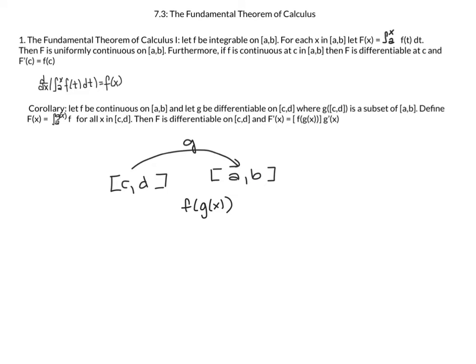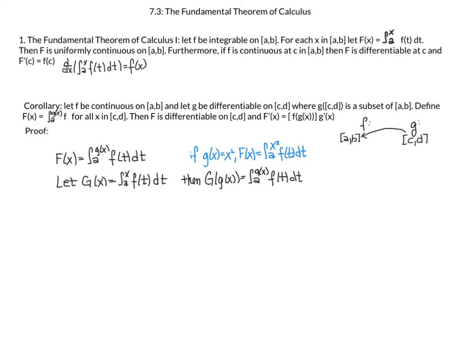So here's [a, b]. And let g be differentiable on the interval [c, d], where g([c, d]) is a subset. Once we map from [c, d] using g, we get it into [a, b]. So define capital F of x equal to the integral from a to g of x of f, for all x in [c, d]. Then F is differentiable on [c, d], and F prime of x is equal to f of g of x times g prime of x.